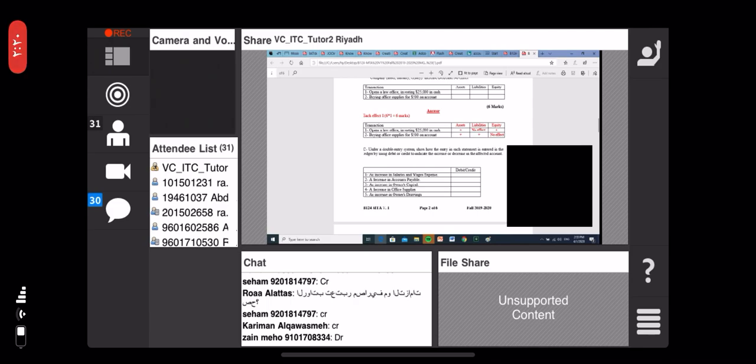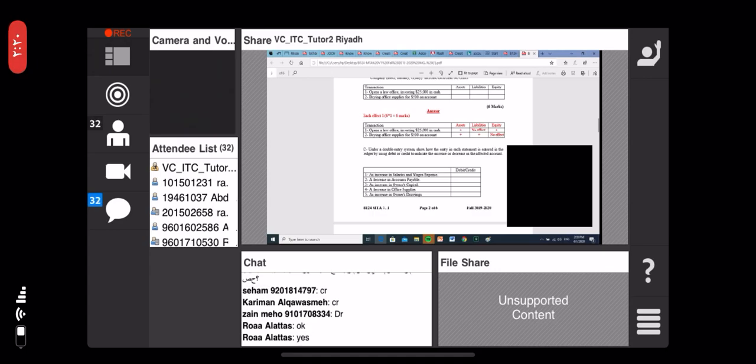We have three cases. When he said wages expense, it is expense. When he said expense payable, it will be liabilities. When he said prepaid expense, it will be assets. So it depends on what he said. Here he said salaries expense, so it will be expense. If he said salaries expense payable, it will be liabilities. If he said prepaid salaries expense, it will be assets. Okay, clear?